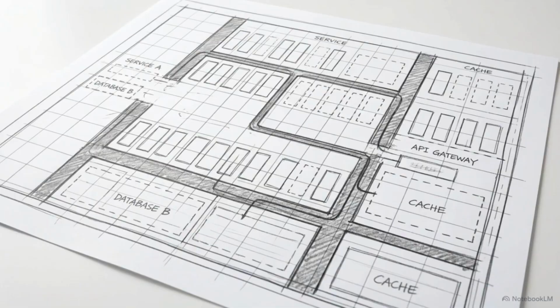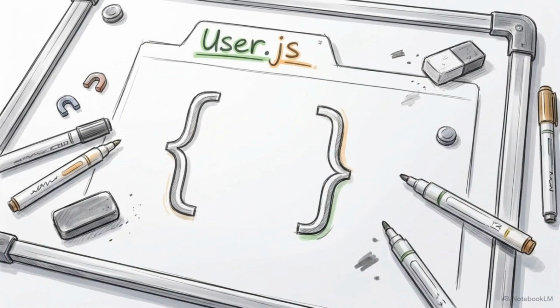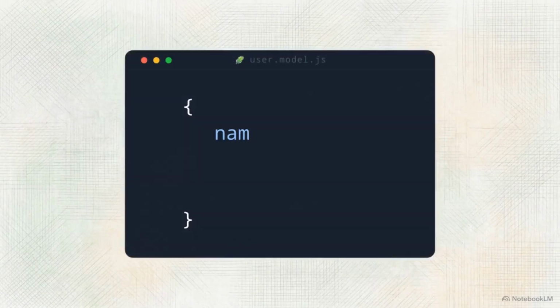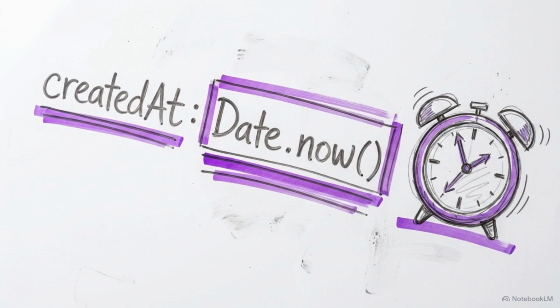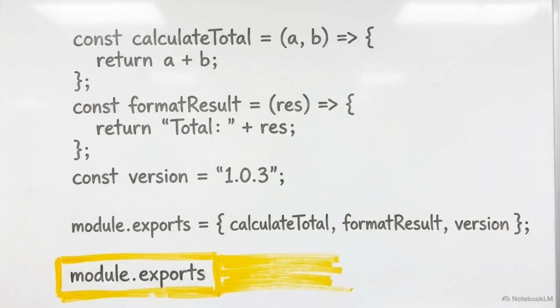Next, we establish a schema. A database needs to know exactly what kind of information it is allowed to accept. We do this by creating a new user model file. Inside this file, we define our fields. We assign the name and email properties as strings. We set the age property as a number. Finally, we add a createdAt property, formatted as a date, using Date.now to automatically log the exact timestamp of creation. At the bottom of the file, we export this model using module.exports. This makes our precise data structure globally accessible to our main routing logic.